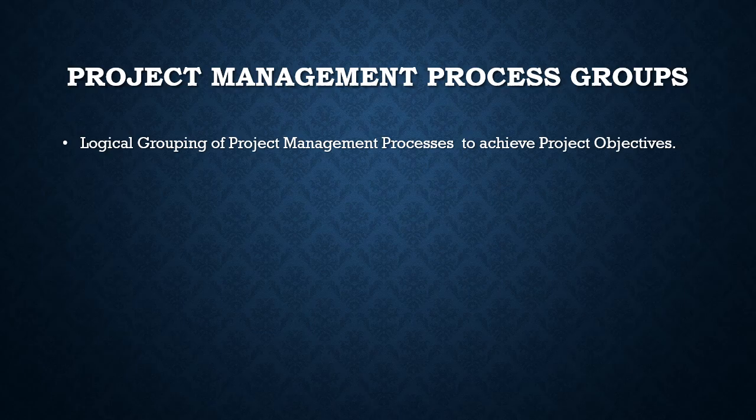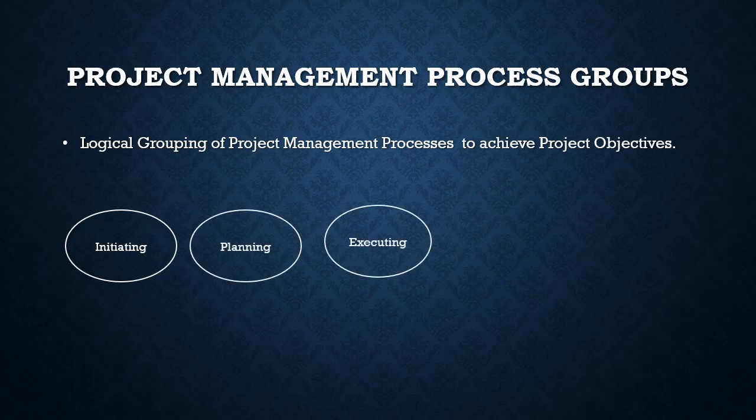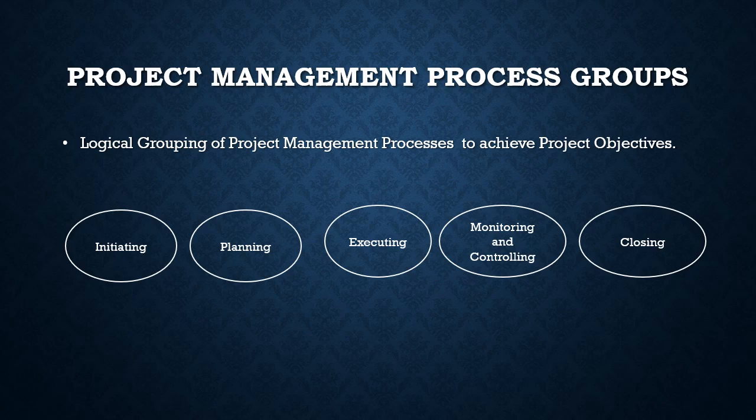Next is the project management process groups. This is the grouping of project management processes to achieve the project objectives. Here: initiating, planning, executing, monitoring and controlling, and closing.